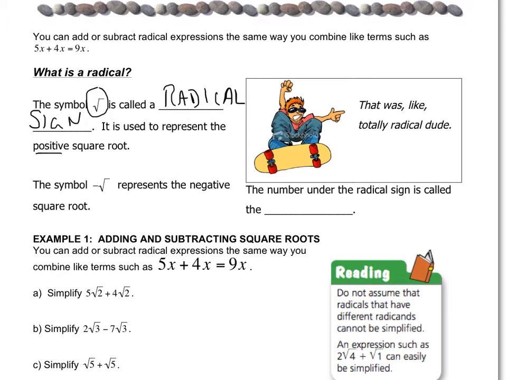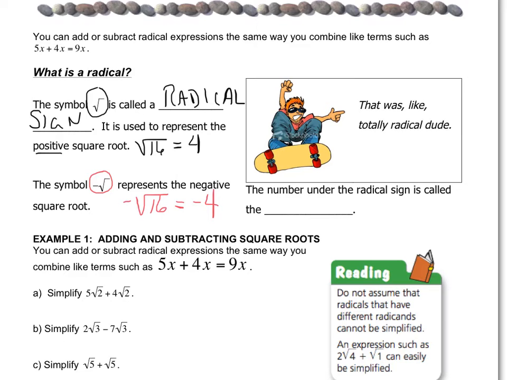So for example, if I said, what is the square root of 16? With that symbol, the answer is 4. The next symbol you see here is the negative square root. When you see that sign, we want to know what the negative square root of 16 is, which is now negative 4. If you remember, a square root means the number times itself that gives you the number underneath.